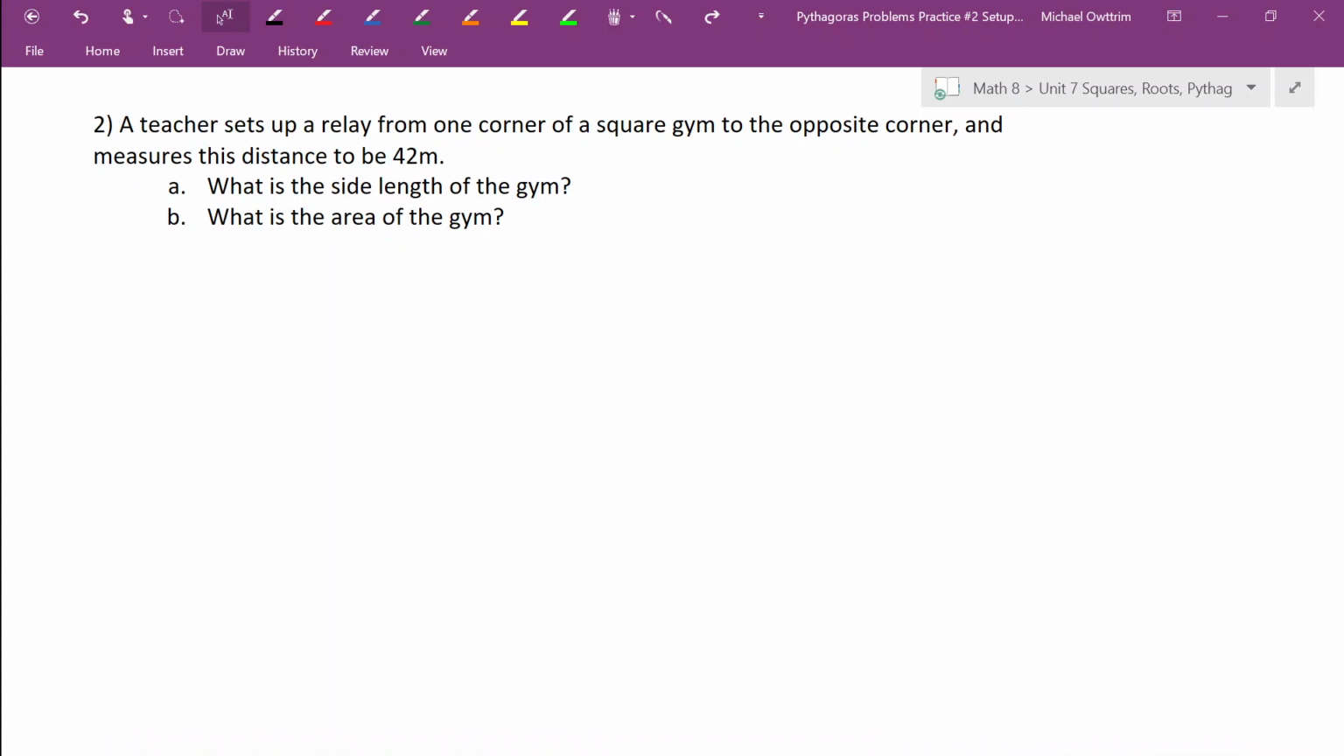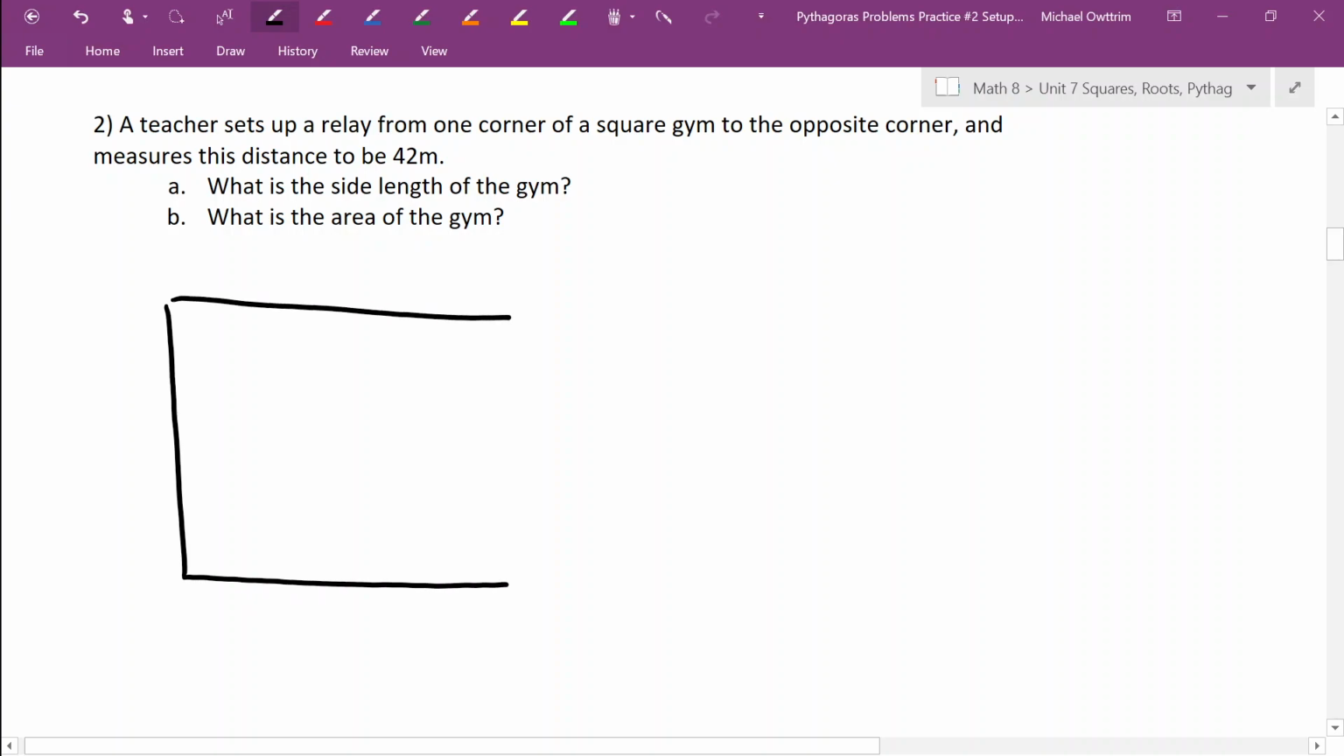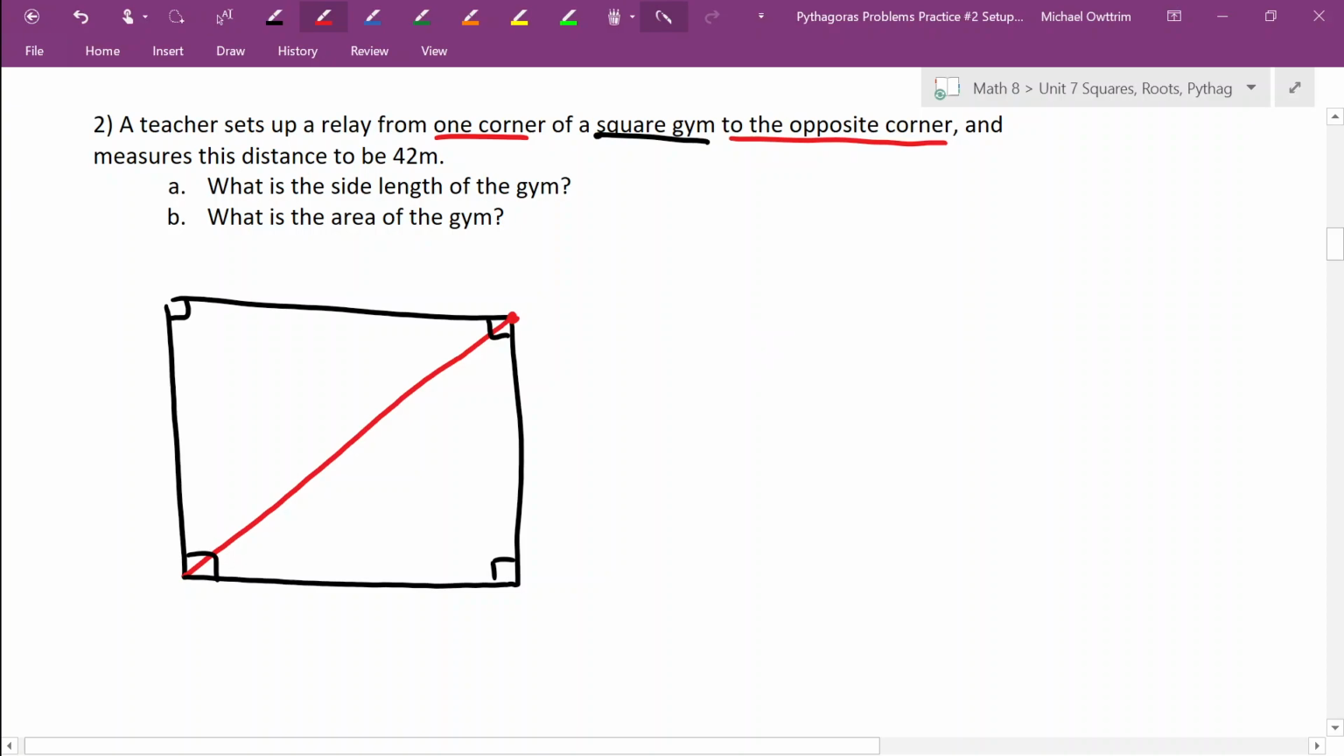So let's take a look at question 2. It says a teacher sets up a relay from one corner of a square gym to the opposite corner. So let's go ahead and draw it. Here we have our square gym. And since it is a square, we do know that we have right angles in all the corners. And we're told that with our square gym, we set up a relay that is from one corner to the opposite corner. So here's our relay, going from one corner to the opposite corner.